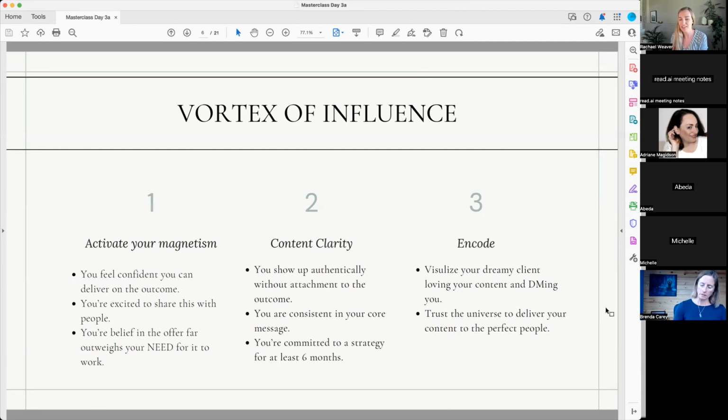So any marketing strategy is honestly just making yourself visible. What way is going to feel good for you to make yourself visible? That's all it is.